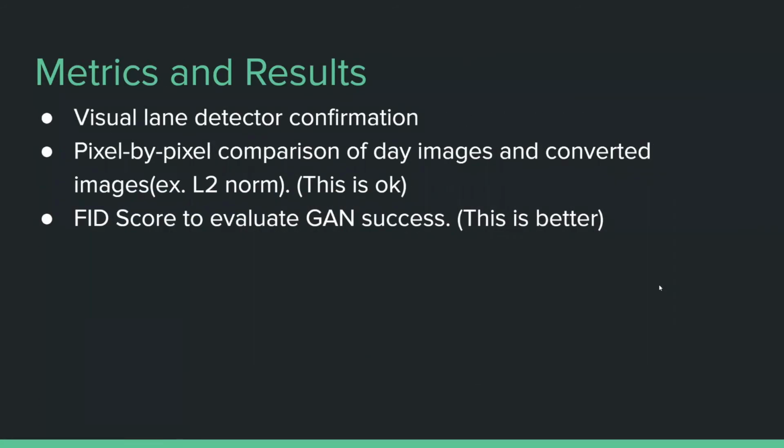All right, so for our metrics and results, one thing we did for the lane detector was just doing visual confirmation, which was just looking at it and seeing whether it was actually detecting the right lanes. However, when we were testing our GAN and trying to evaluate it, we found two metrics. One was just the basic pixel by pixel comparison, but we also found something called an FID score, which is specifically related to GAN success. And we found that that was a lot better. I'll explain why in a little bit.